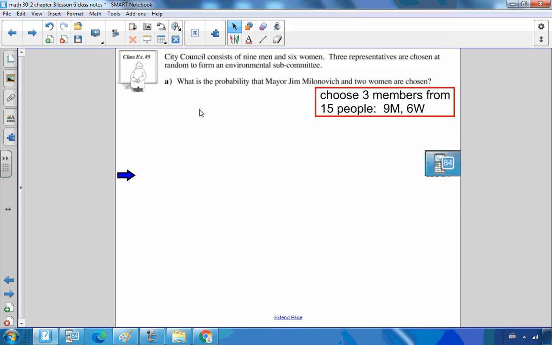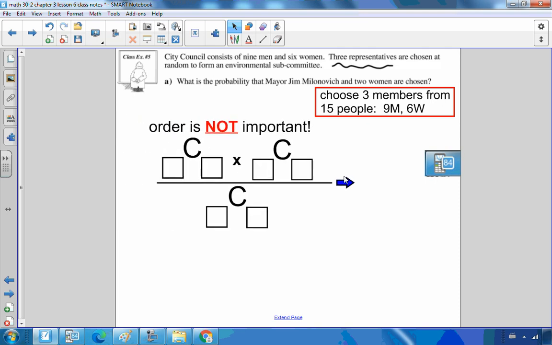Okay, this one here, City Council consists of 9 men, 6 women. We want 3 representatives to be chosen to form an environmental subcommittee. What's the probability that the mayor, Jim, and 2 women are chosen? So mayor, Jim, and 2 women are chosen. Okay, so I want the mayor. There's one mayor, and I want him.